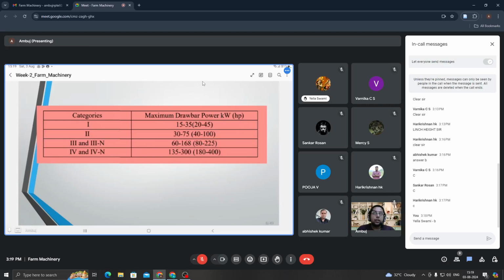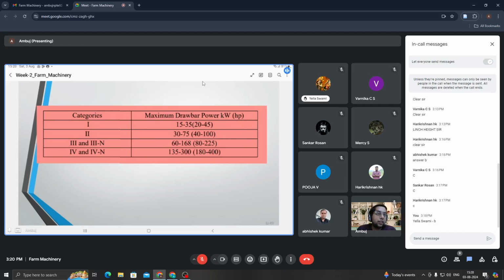In category 2, the maximum drawbar power in kilowatt is 30 to 75, and the bracketed term corresponds to HP, 40 to 100. Then in the third category, it is 60 to 168. And in the fourth category, it is 135 to 300. This is the maximum drawbar power distribution category wise according to ASAE standard.